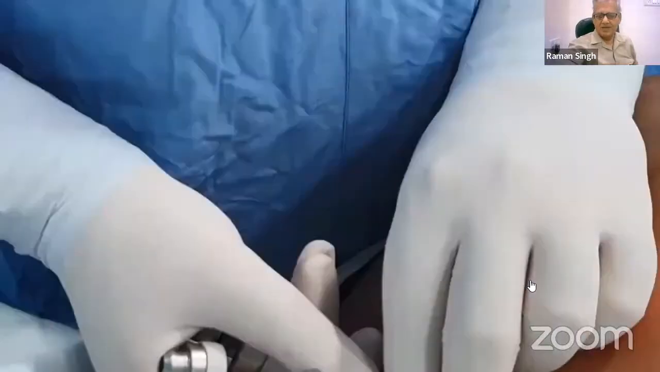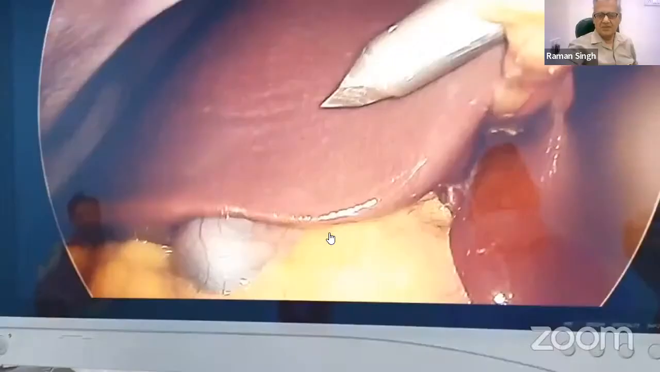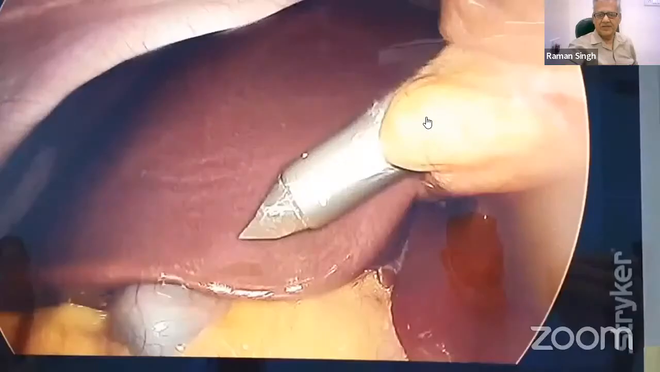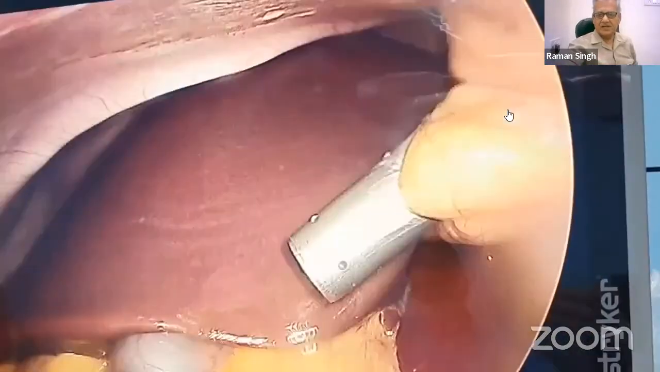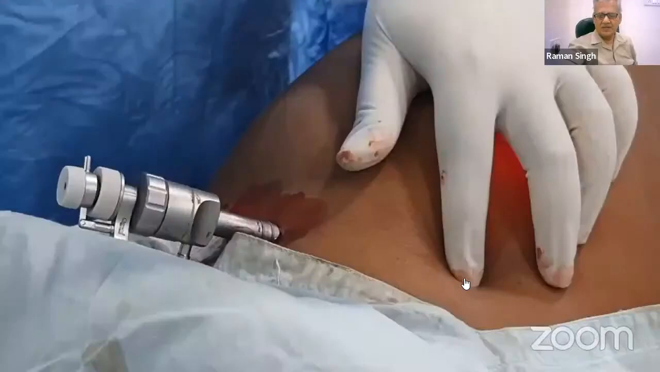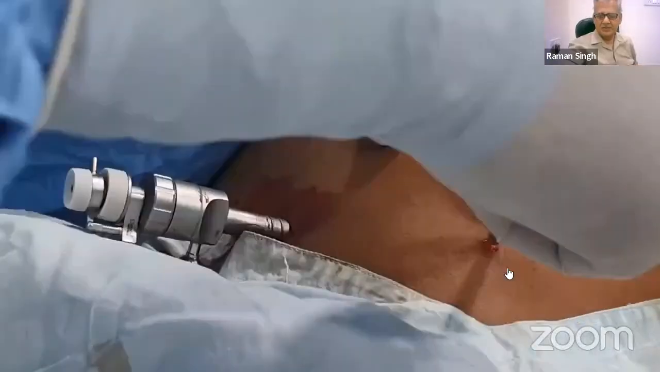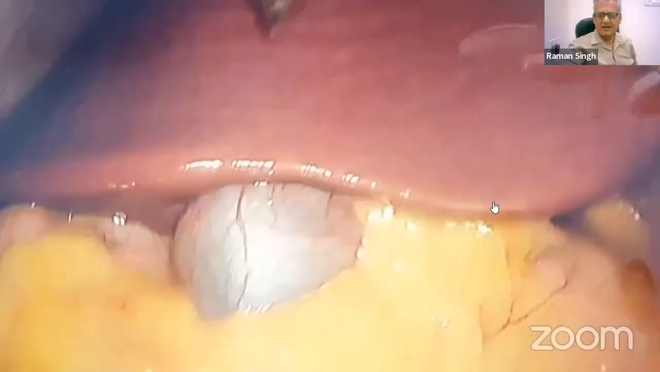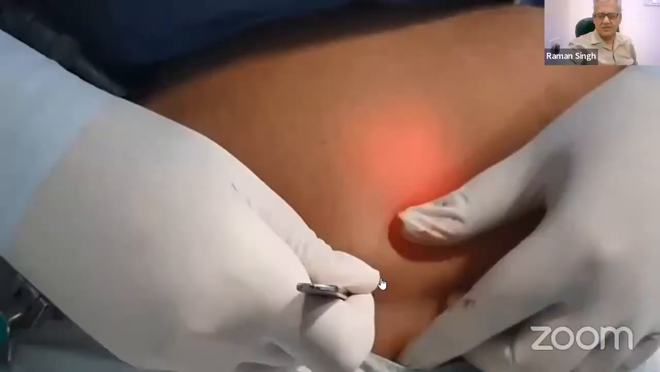After putting the camera port, now the first working port is introduced in the epigastric region. As you see, this is the falciform ligament. And the third instrument, a working instrument, is introduced in the mid-axillary line. Usually in the mid-axillary line we insert the second working trocar.